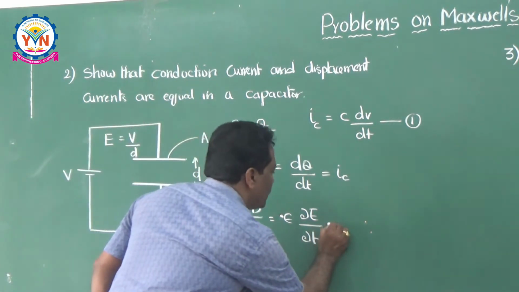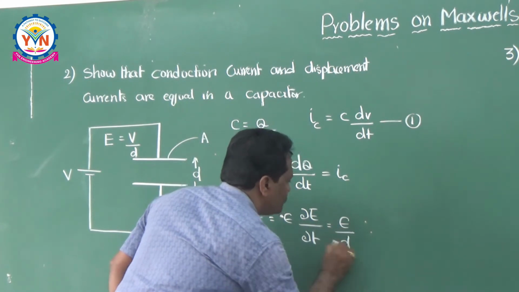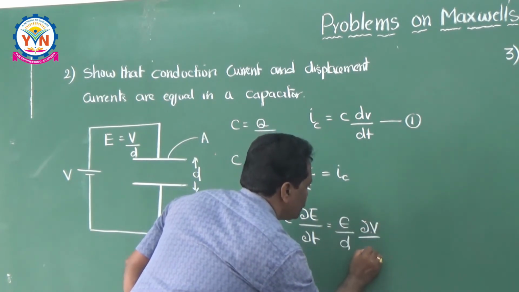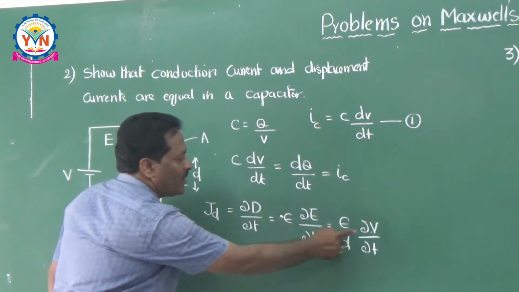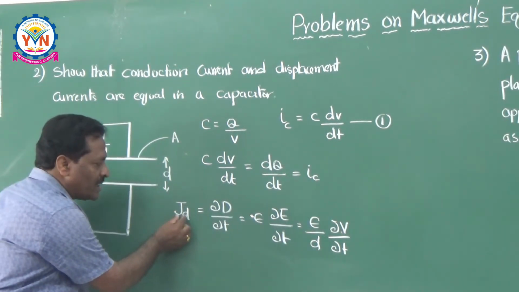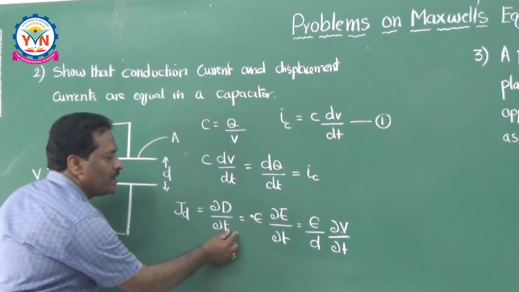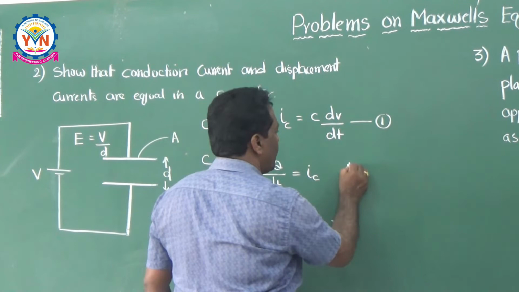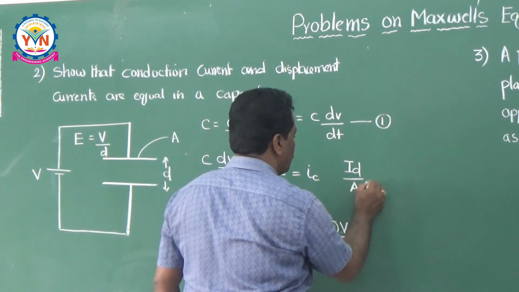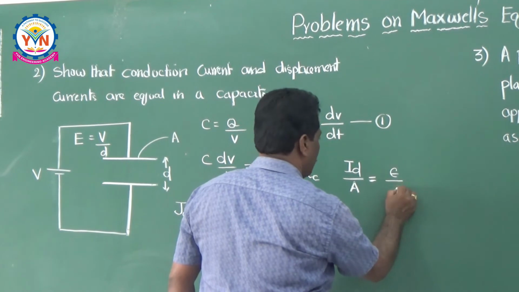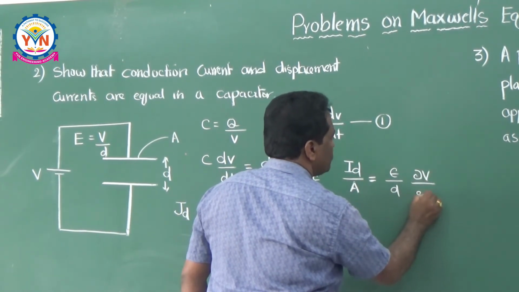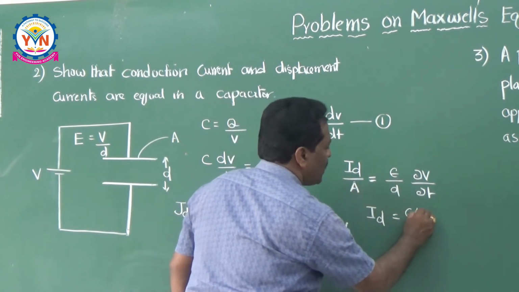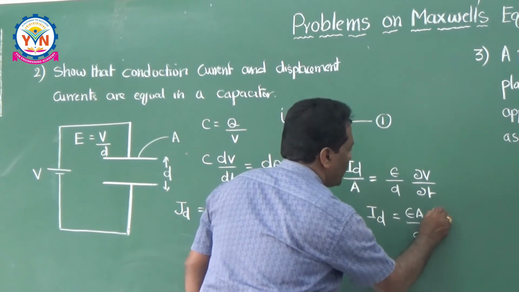So you can say that here epsilon divided by D into ∂V/∂t. That means in the place of E, I have written V by D. From this current density, I can write an expression for the displacement current. That is, JD is nothing but ID by A. So I am writing here, ID by A is equal to epsilon by D into ∂V/∂t. Therefore, ID is equal to epsilon A by D into ∂V/∂t.